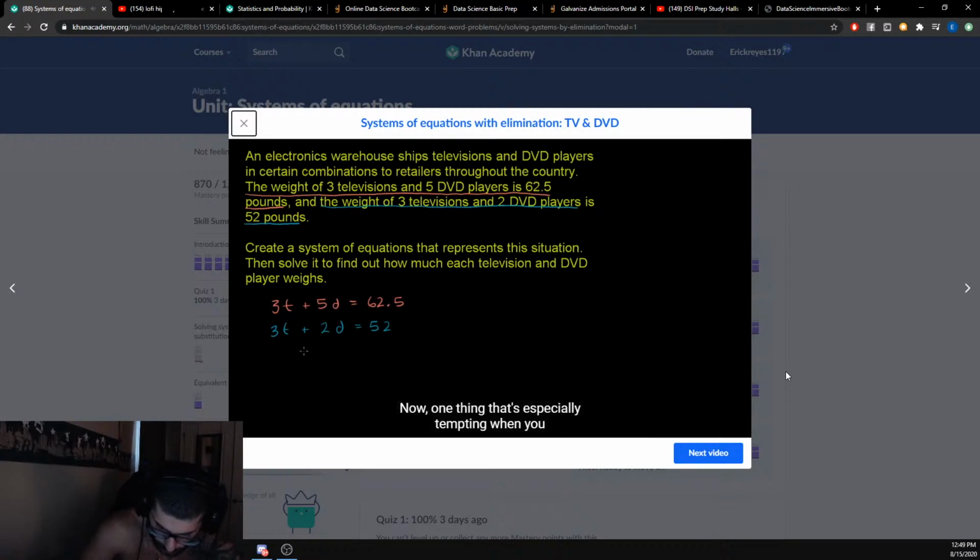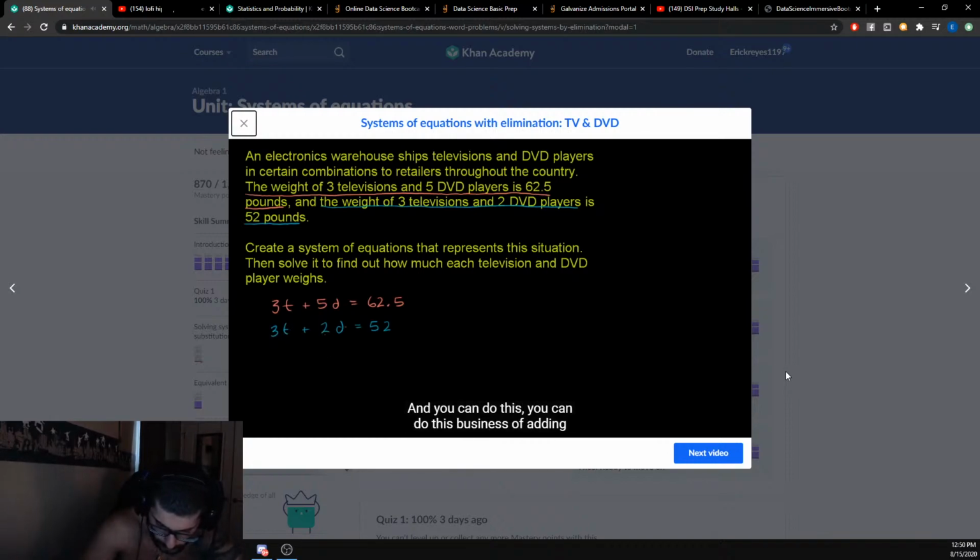Now, one thing that's especially tempting when you have two equations and both of them have something where you have a 3t here and you have a 3t here, what we can do is multiply one of the equations by some factor so that if we were to add this equation to that equation, we would get one of the terms to cancel out. And that's what we're going to do right here.